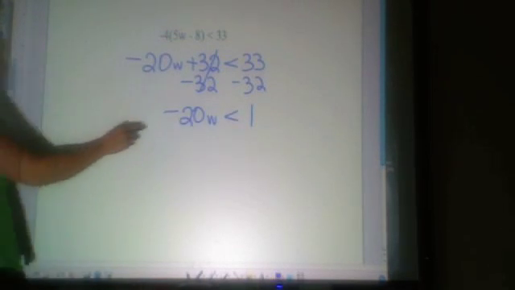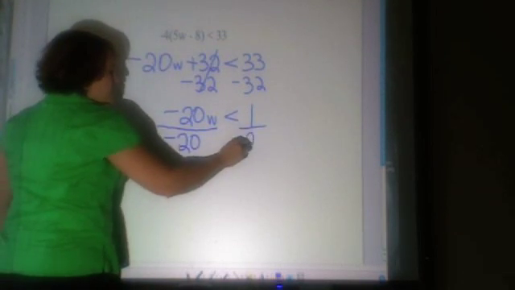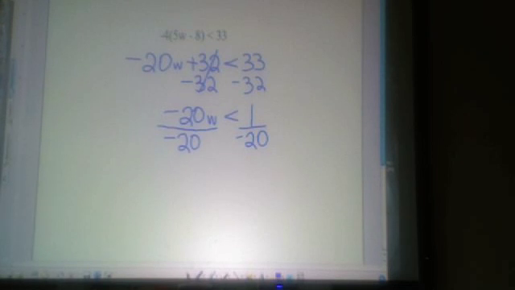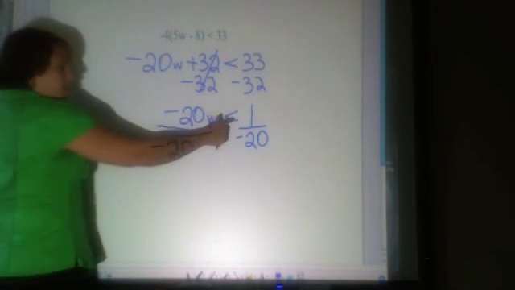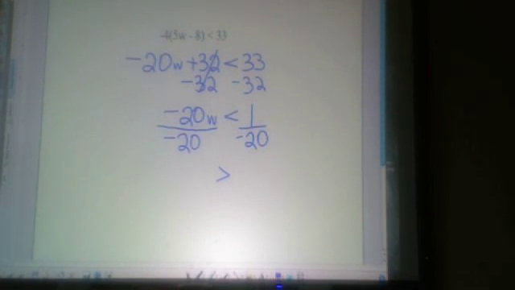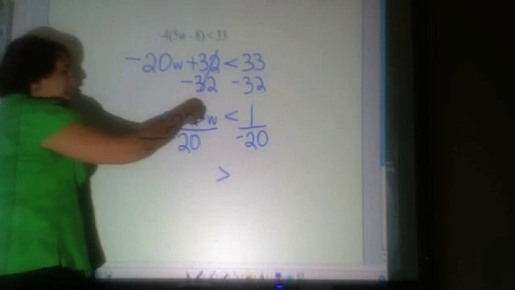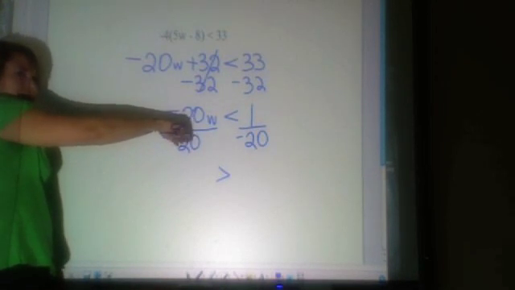Say again what you just said. Divide by -20 on both sides. So what happens to this sign? It flips. It's no longer less than, now it's greater than. Because we just changed the sign of what was on this side, and we changed the sign of what was on this side. The actual negative positive.